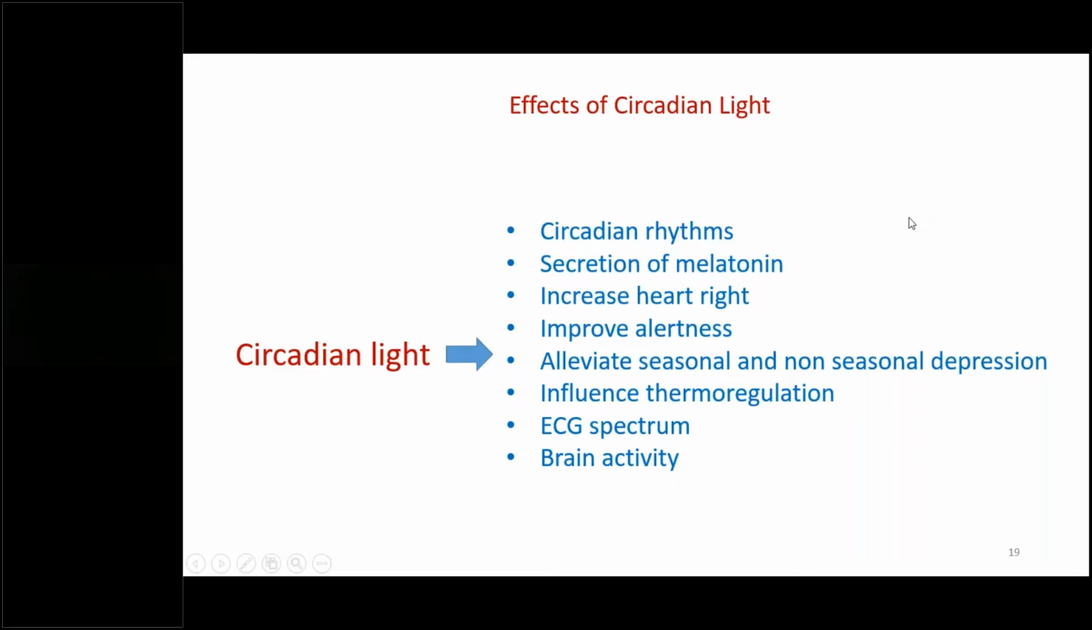So what is the effect of circadian light? The circadian light basically sets the circadian rhythms. It causes secretion of melatonin at night, increases heart rate, improves alertness, alleviates seasonal and non-seasonal depression. It influences thermoregulation. It affects the electrocardiogram spectrum, and it affects the brain activity. So it is important for human health to have circadian light.